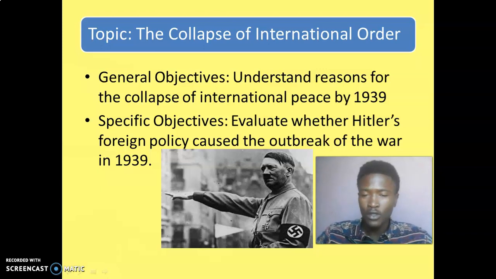Alright, so we are not really gonna explain what international order is. We all know it was the League of Nations that was formed at the end of the First World War. So we have our area of discussion for this lesson, which is to evaluate whether Hitler's foreign policy caused the outbreak of the Second World War. Right.